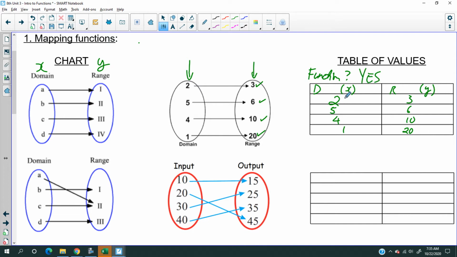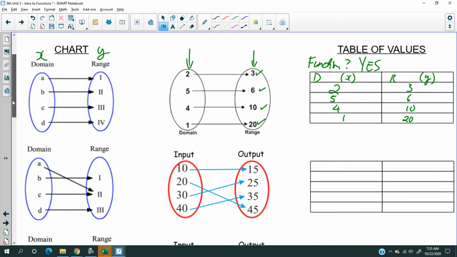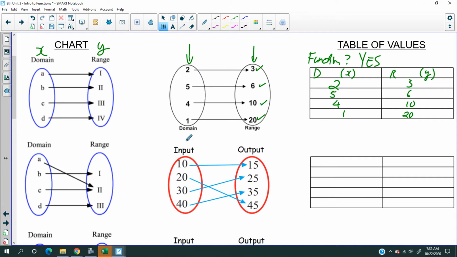All right, because it's a machine that does what it's supposed to do, okay? Now, look at this one. Here we have x and y again. Input, output. So again, I'm just using these words interchangeably just so that you get used to them, okay?